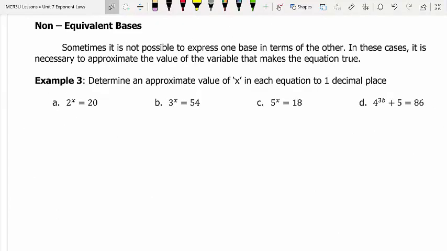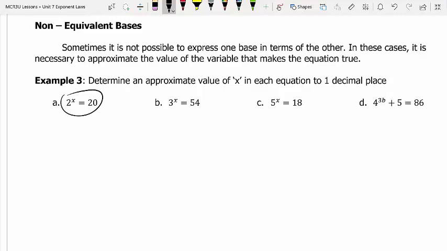Okay, so this first example here, 2^x equals 20. Naturally we'd think, let's convert 20 into a power with a base of 2, but there's no way to do that, right? You can't raise 2 to the power of a number and get 20. So when this happens, the best thing you can do to solve for x is called approximating the value of the variable. Basically we are finding the approximate value of the variable.